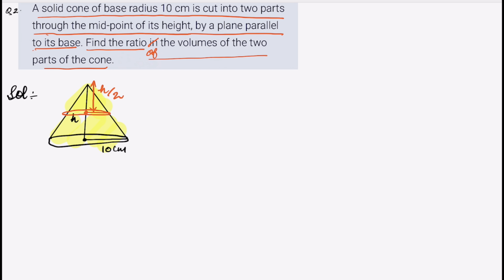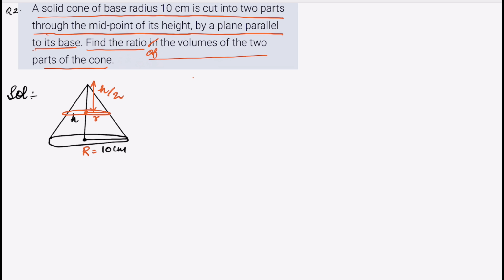Basically, frustum has been removed from your syllabus, but this question can actually come in the exam because you don't need the frustum formulas to solve it. Now we have to find the radius of this upper cone. Let's say this is small r, and let's say this is capital R.